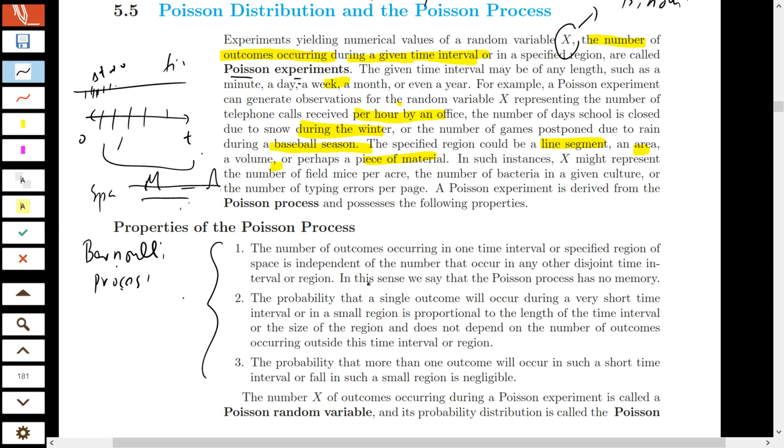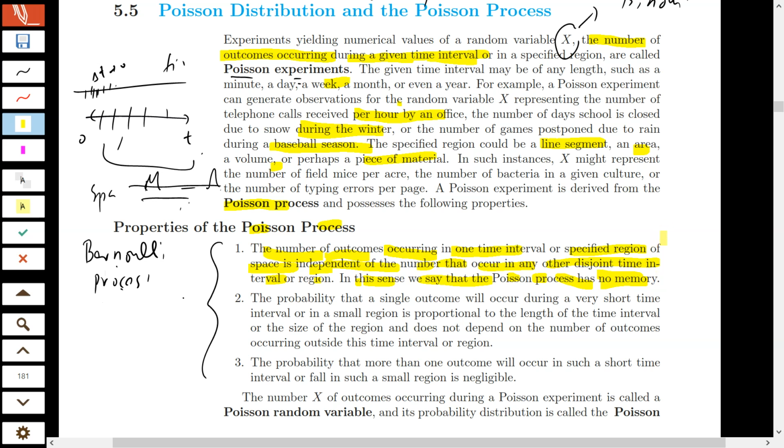So the first point: when is a process called a Poisson process? The number of outcomes occurring in one time interval, this is when you have time. But if you have space, then you have to use a different language, a specified region of space. It can be in one dimension, two dimensions, or three dimensions, and so on. This number is independent of the number that occur in any other disjoint interval or region. In this sense, the Poisson process has no memory, because if it had memory, then these two intervals would have dependence on each other.